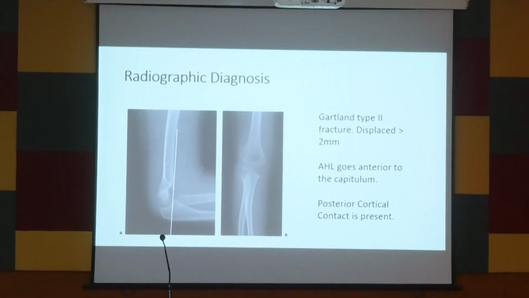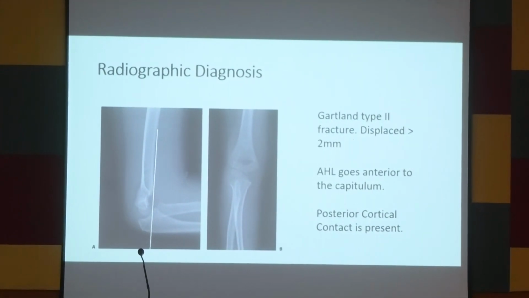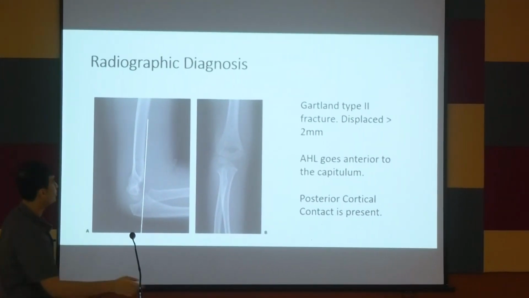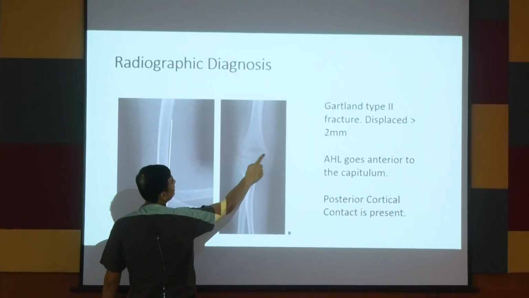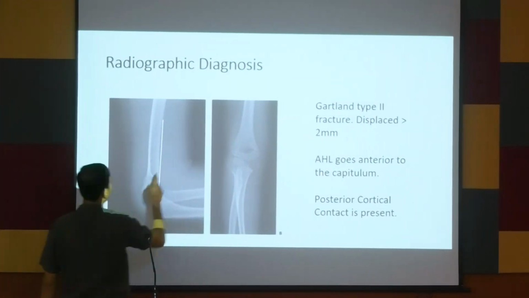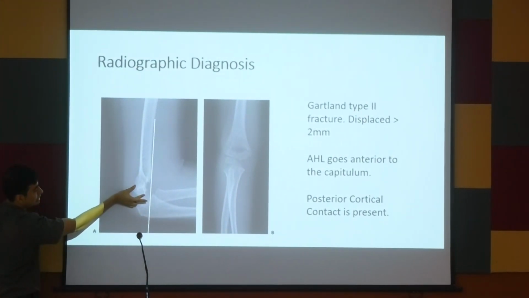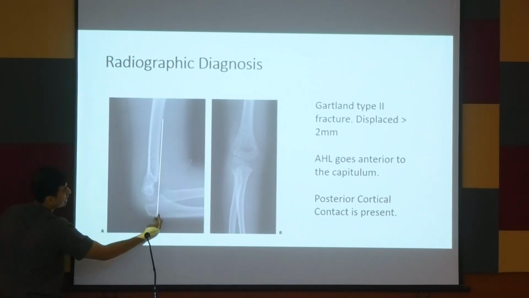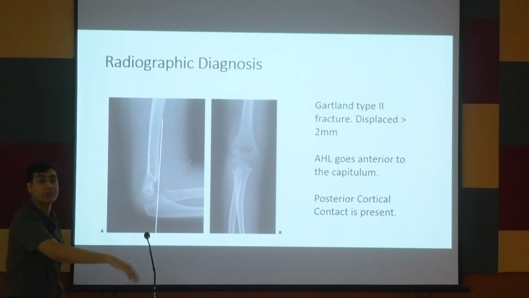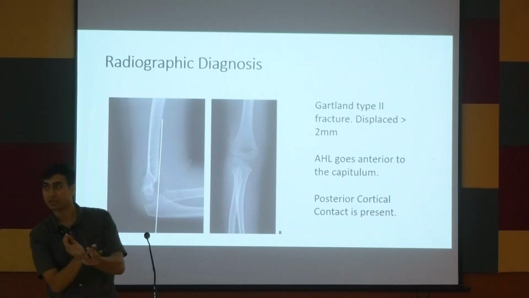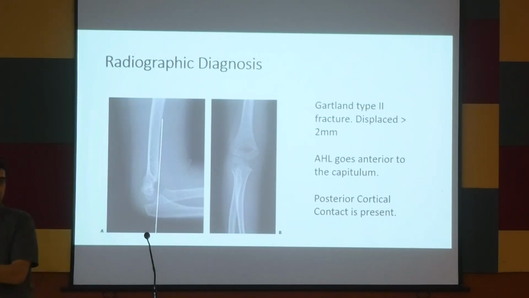Now type 2. You can appreciate a fracture through here. Can you see the fracture? And can you see it is posteriorly displaced? See the anterior humeral line, they have nicely drawn, and this is the capitulum. So it is not going through. There is a posterior hinge, so it is displaced posteriorly. This is how a type 2 looks.